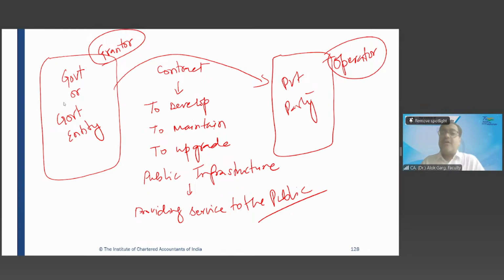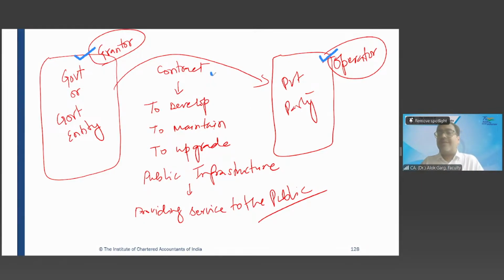So friends, the government or government entity is known as a grantor. So in your question, the word grantor may be used. So what is meant by grantor? Grantor is a party who grants the project. And the private party is known as the operator. Who is the operator? Operator is a party who operates the project, right? So clear, grantor and operator. Grantor is a party who gives the contract, for example, government or government entity. Operator is a party who constructs or maintains the project, like a private party.